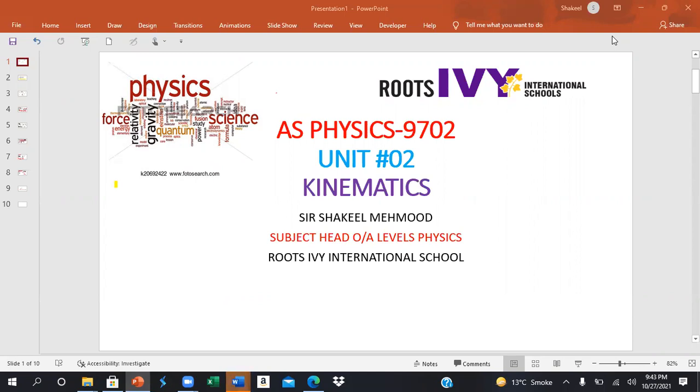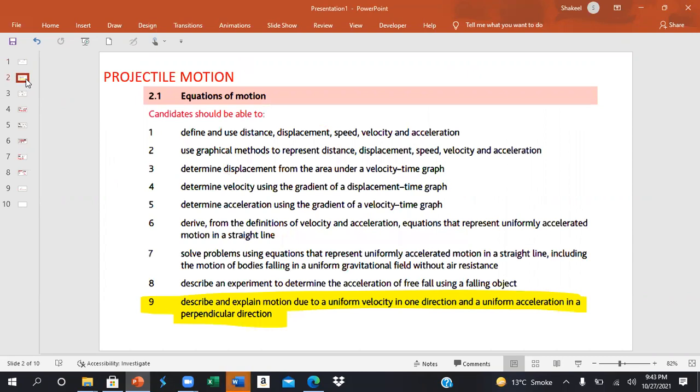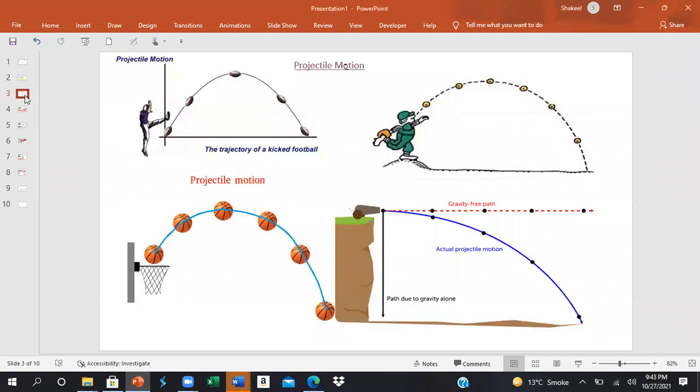Today we are going to discuss CAIE AS Physics 9702, Unit 2, and the chapter is Kinematics. In Kinematics, we have to study the topic Projectile Motion. So this is point number 9. We have to describe and explain motion due to uniform velocity in one direction and uniform acceleration in a perpendicular direction. Okay, before we go into the topic, we have to understand what projectile motion is.